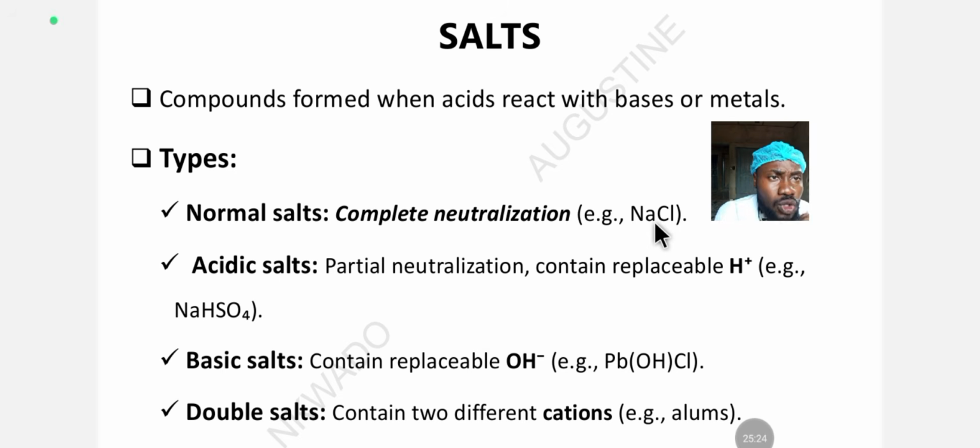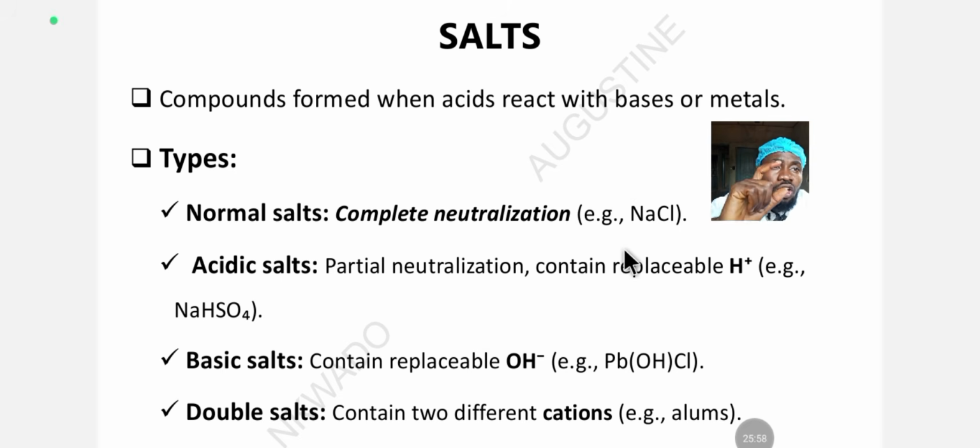An example of normal salt includes sodium chloride. And how is sodium chloride formed? When you react hydrochloric acid with sodium hydroxide, sodium chloride is formed. Now, what kind of acid and base gives you a normal salt? Or what kind of acid and alkali gives you complete neutralization?